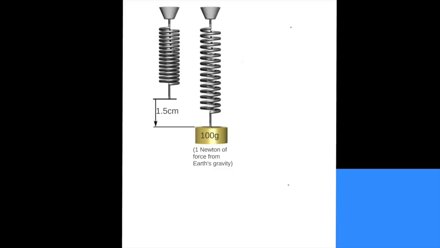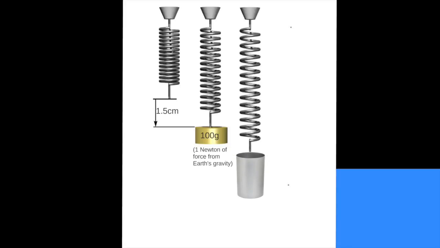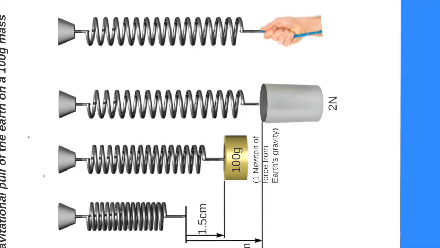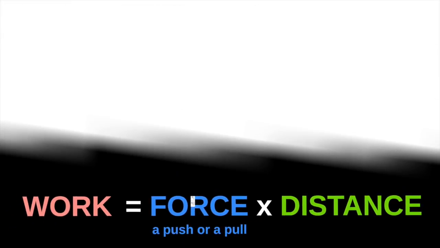Now we can use the spring to measure any force we want as long as the spring is not overstretched. For example, if we hang an unknown mass on the spring and it stretches 3 centimeters, we know that the force is 2 newtons, because the stretch was twice what it was with 1 Newton. What's neat is that we can use the spring to measure more than just weight forces. If you were to pull the spring with your hand to make it stretch 3 centimeters, then you could know that you were pulling with 2 newtons of force. Okay, so now we have a standard for measuring force. Let's get back to work, which is force times distance.